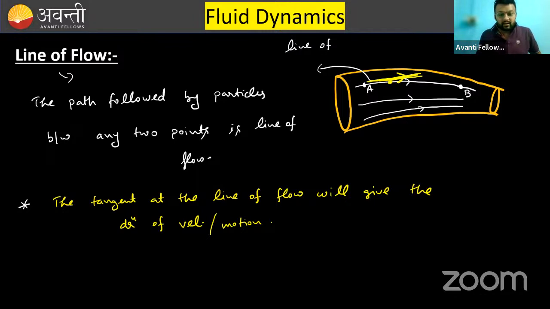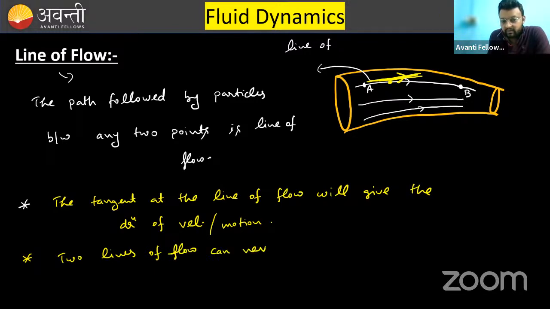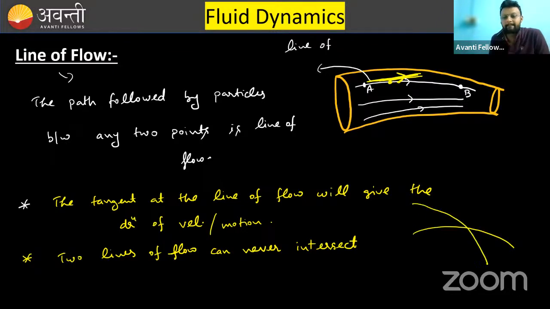Then one can conclude that two lines of flow can never intersect. Why can they never intersect? Because if they intersect, then at the point of intersection, like suppose there are two lines of flow, this one and this one, then at the point of intersection there will be two tangents.